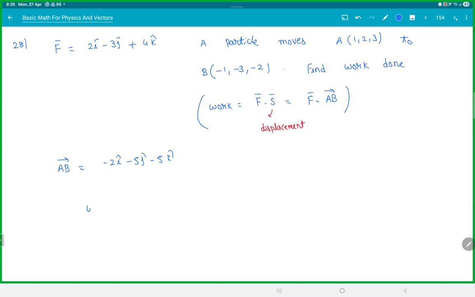And this is the force. So you want to get the dot product, F bar dot AB bar. How to do the dot product? Multiply the i coefficients, which is 2 into minus 3. Multiply the j coefficients, minus 3 into minus 5. Multiply the k coefficients, 4 into minus 5. That's minus 6 plus 15 minus 20. That would be minus 11 joules.